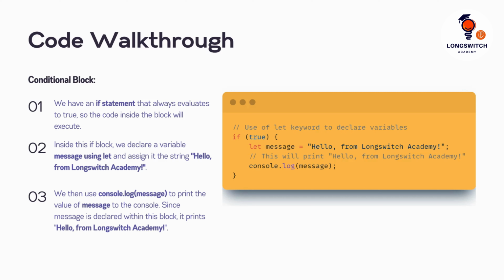Inside this if block, we declare a variable message using let and assign it the string "hello from Longswitch Academy". We then use console.log(message) to print the value of message to the console. Since message is declared within this block, it prints "hello from Longswitch Academy".